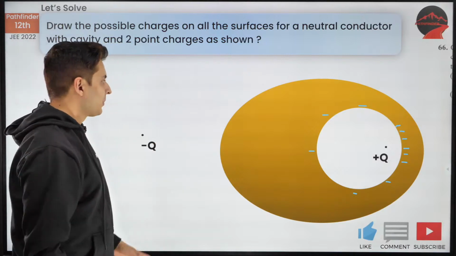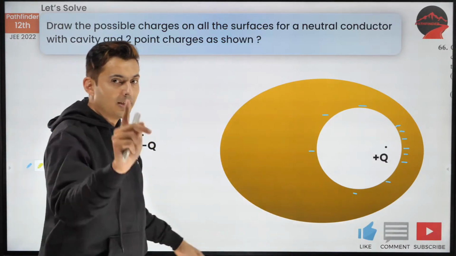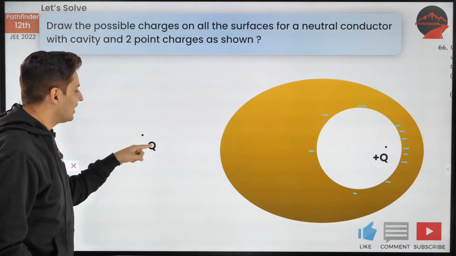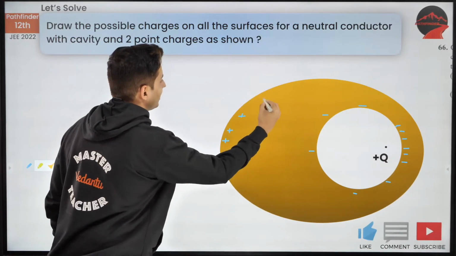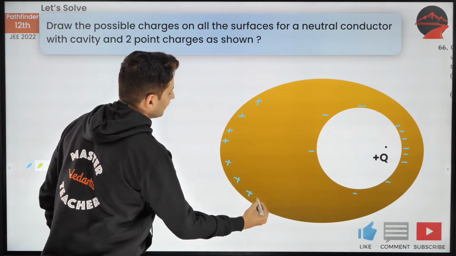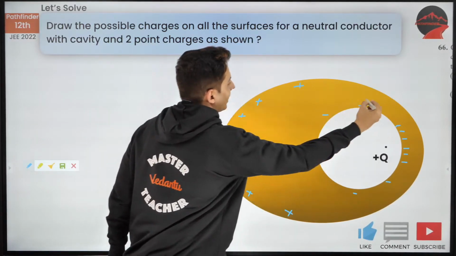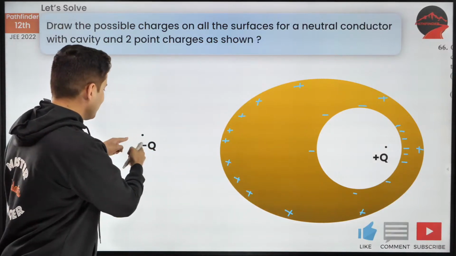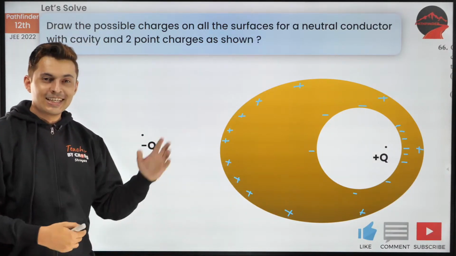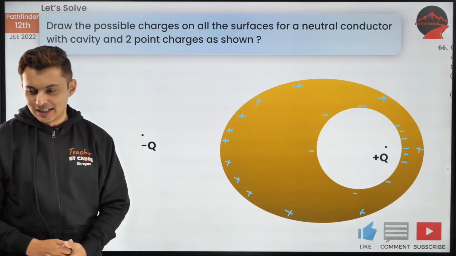But be careful, they can't be distributed uniformly because there is a negative charge here. So this negative charge will attract those positive charges more over here. Understand? So there will be more of attraction here and there will be less of positive charges on this side. So positive charges will get pulled by the negative charge. That's how I think the diagram is going to look like.